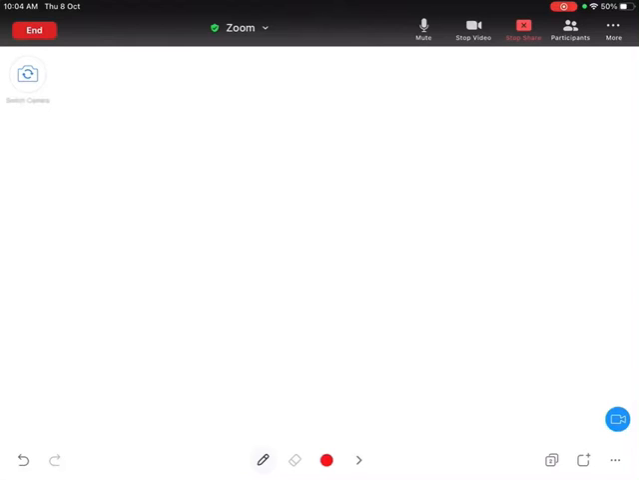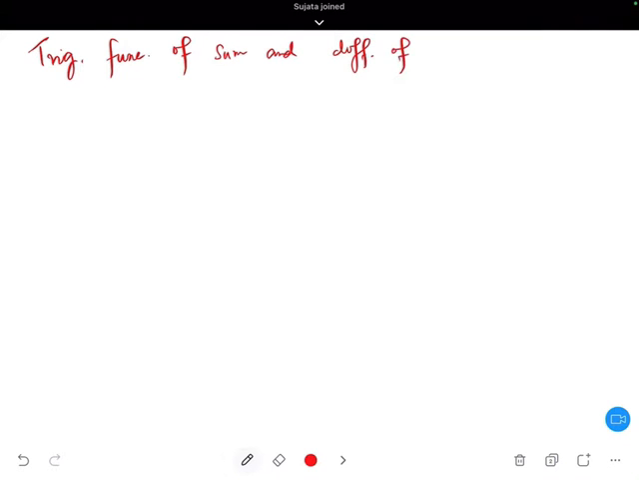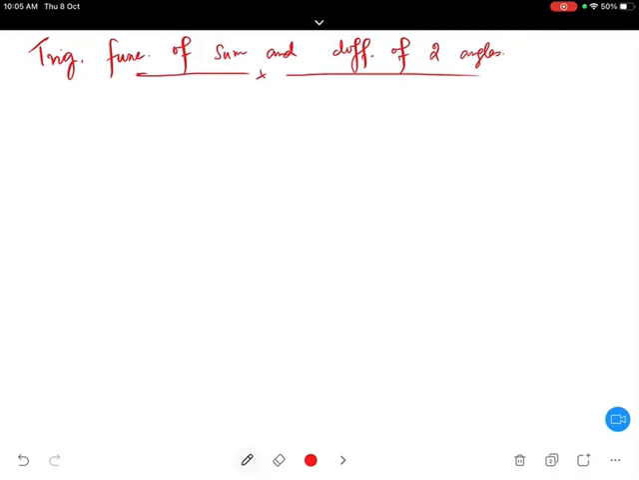We have trigonometric functions of sum and difference of two angles. So this is what we have. The first two formulas we have already done.